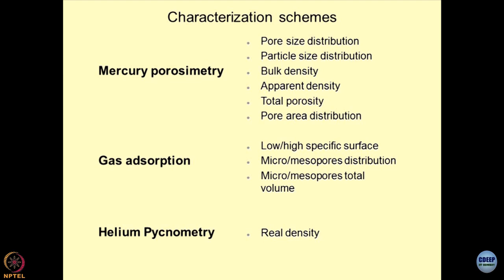The gas adsorption technique, which we have talked about when we were discussing specific surface area and cation exchange capacity, gives you the surface area, micro and mesopore distribution and total volume of the pores. And when we do mercury porosimetry, we can obtain pore size distribution, particle size distribution, bulk density, apparent density, real density, total density and pore area distribution. So, these are the guidelines which researchers have come out with, and depending upon your requirements, you can adopt these techniques either in isolation or in combination with each other.